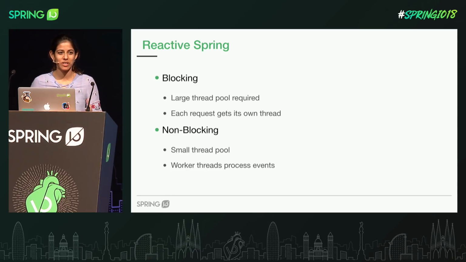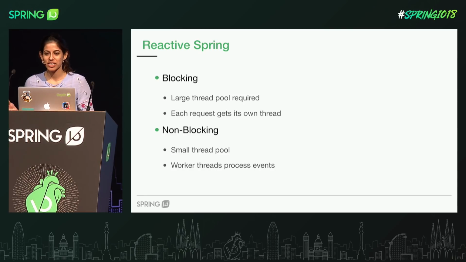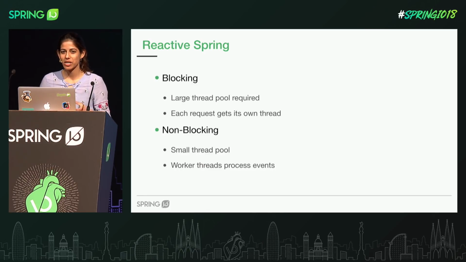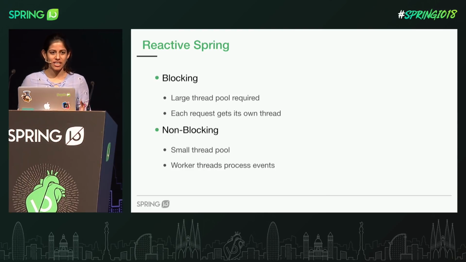So what's the difference between a blocking and a non-blocking application? In a traditional blocking application, you typically require a large thread pool because each request gets its own thread. But in the non-blocking world, you're not allowed to block any thread at any point. So typically, it's one thread per CPU core, so you have a much smaller number of threads. And as soon as the results are ready, because no thread is blocking at any point, worker threads go and process those events.